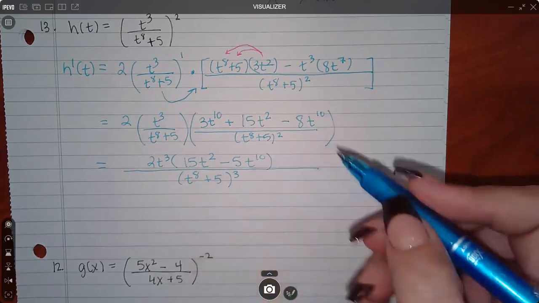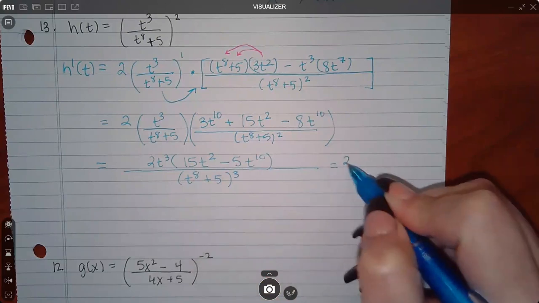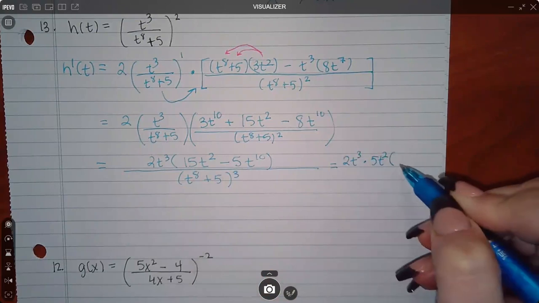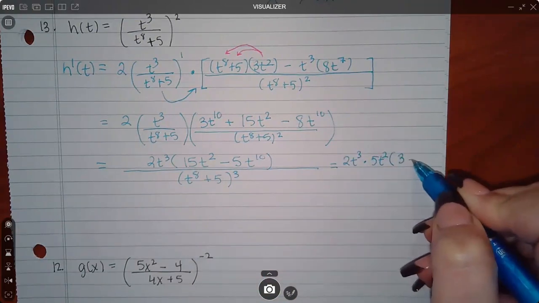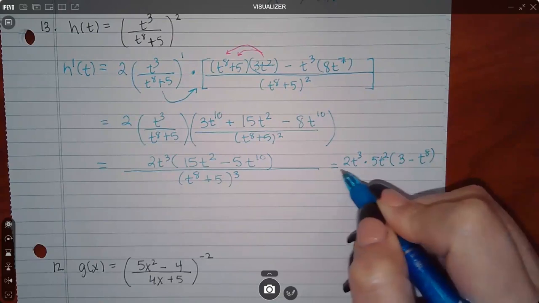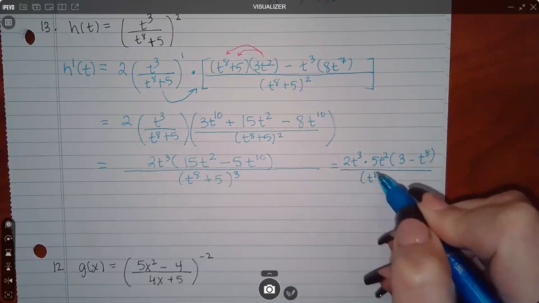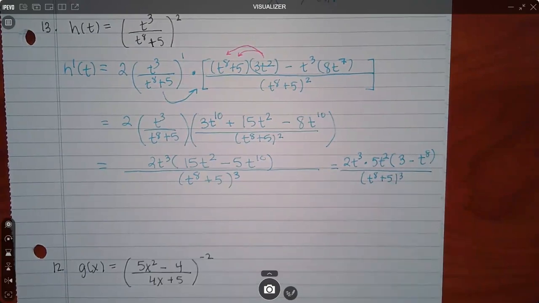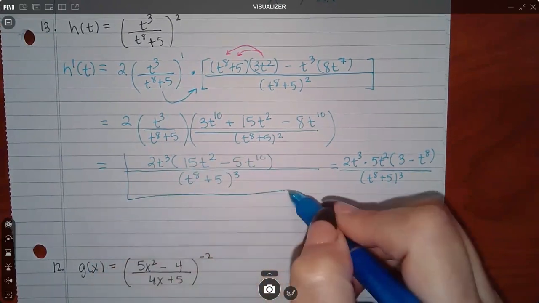So I could factor out that 5, 2t cubed times 5t squared, and then I would just have 3 minus t to the 8th, but see how that does not match with the bottom at all? This factor does not match with this factor, so you can't cancel them. And that's what I mean when I say reduce, like see if something can cancel. Okay. So this would have been totally fine as the final answer.